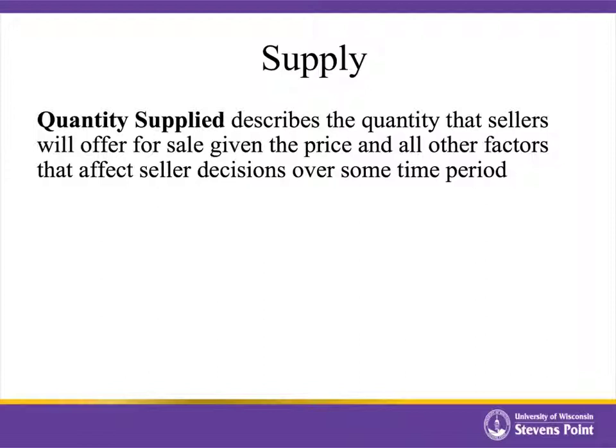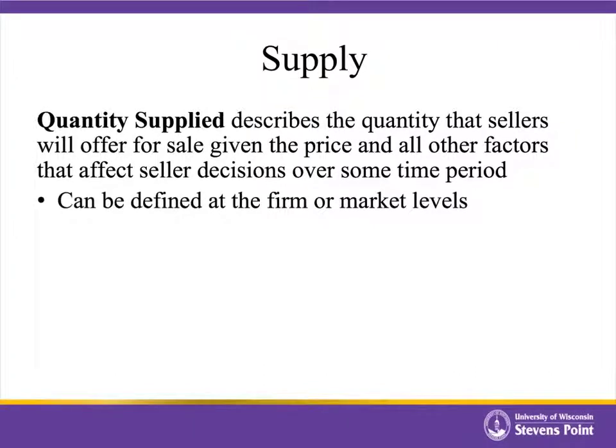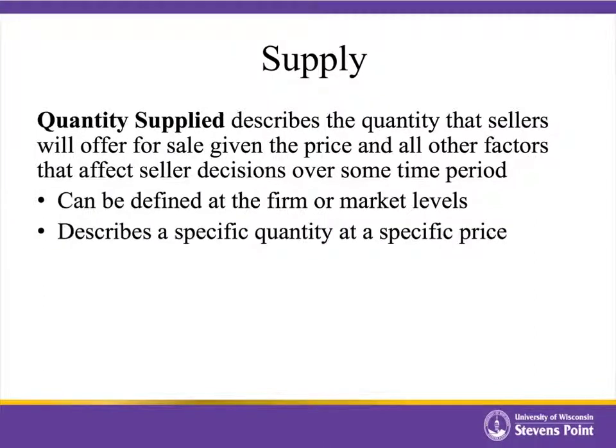Quantity supplied describes the quantity that sellers will offer for sale, how much they would like to sell, given the price and given all other factors that affect their decisions over some time period. We can define this either at the firm level, given the price of the product and all of these other factors, how much does a specific firm choose to offer for sale? Or if we add those firm quantities supplied together at a given price, that gives us the market level quantity supplied. So when I just say quantity supplied, we're going to presume that we're talking about the market level rather than the firm level. So we're describing a specific quantity that firms offer for sale at a specific price.